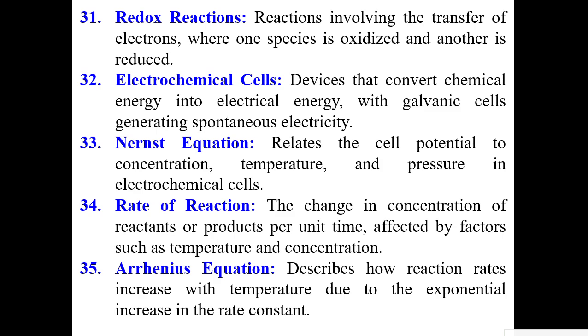Then electrochemical cells. These are devices that convert chemical energy into electrical energy. That is what fuel cells do, along with galvanic cells generating electricity spontaneously. Then the Nernst equation relates the cell potential, how much electric potential is produced, to the concentration, temperature, and pressure in the electrochemical cells. That is, there is an equation.